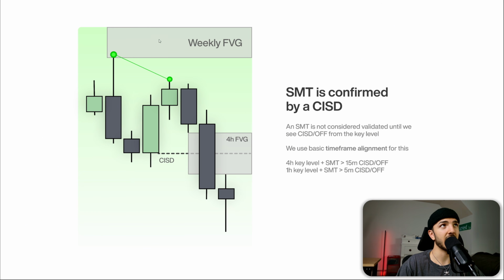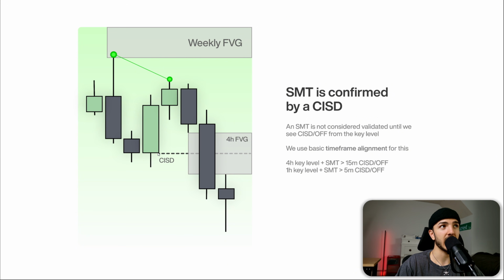So you can see here we have SMT at a weekly fair value gap. So if this is the S&P 500, the NASDAQ tagged this weekly fair value gap, made a higher high, whereas ES failed to make that higher high. This is our failure swing, our SMT. So from here, I'm looking for a change in state of delivery to validate this as a valid SMT and confirm my short idea lower.